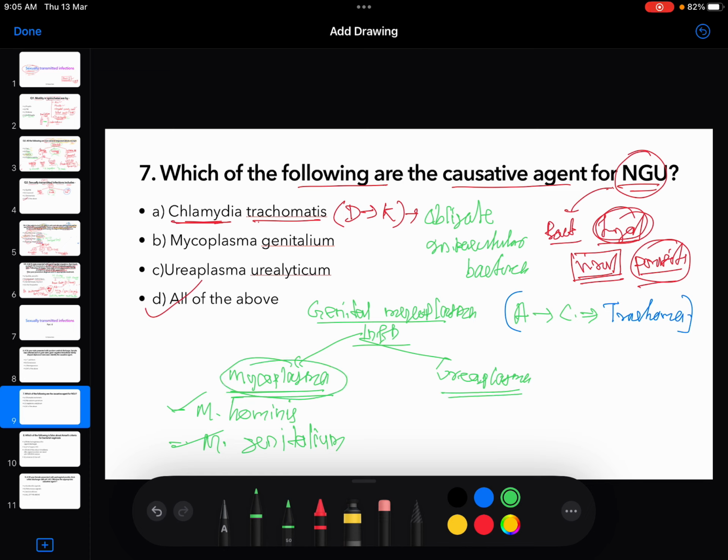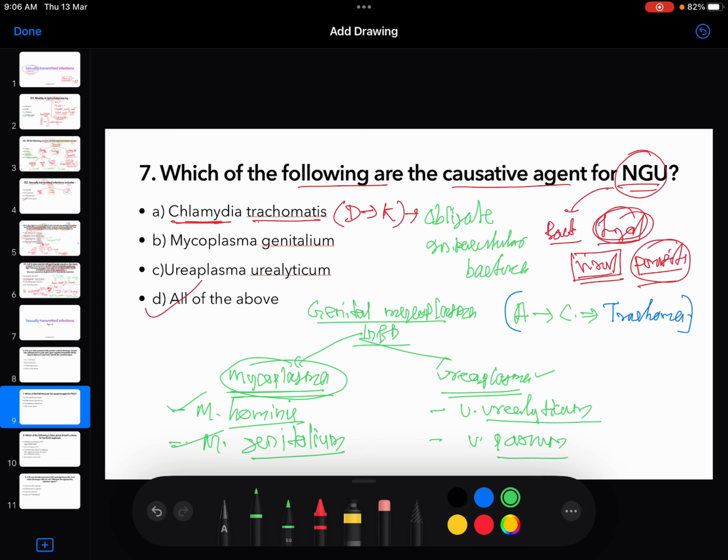In the ureaplasma genus there are two species, that is Ureaplasma urealyticum and Ureaplasma parvum. Okay, in the genital mycoplasma infection there are two types, that is the mycoplasma infection and the ureaplasma infection. Under the mycoplasma infection the causative agents are Mycoplasma hominis and Mycoplasma genitalium. Under the ureaplasma infection there are urealyticum and parvum.